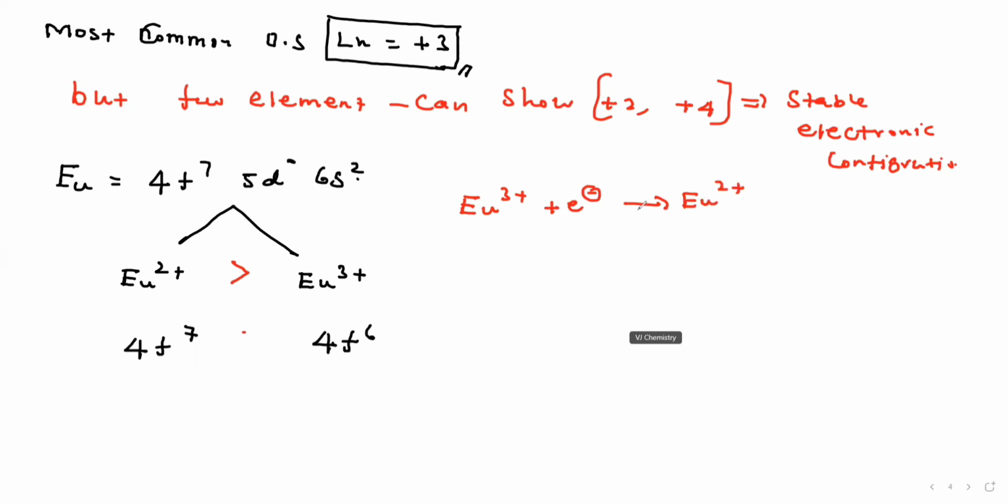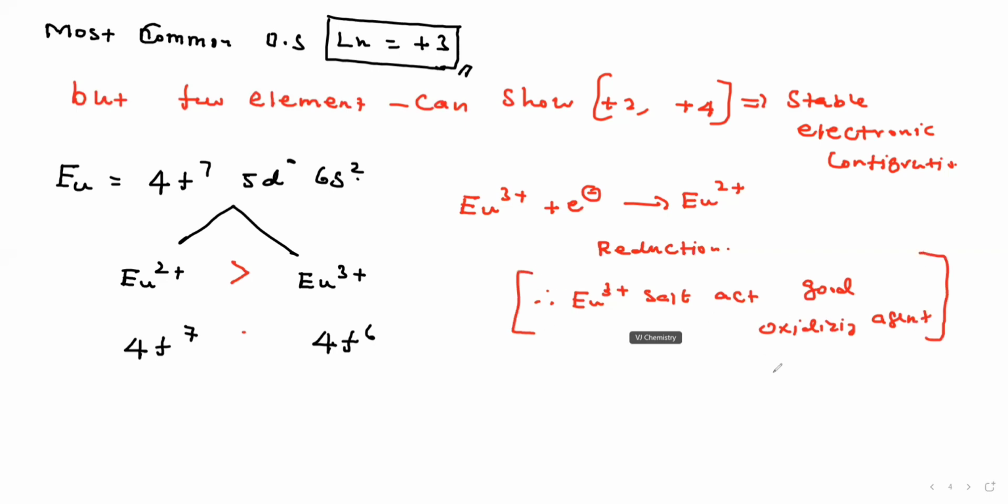You got the point? What is the reaction? This is a reduction, right? Gain of electron is reduction. Therefore, the europium 3 plus salt acts as a good oxidizing agent, very, very important in organic chemistry. Europium 3 plus acts as a powerful oxidizing agent.